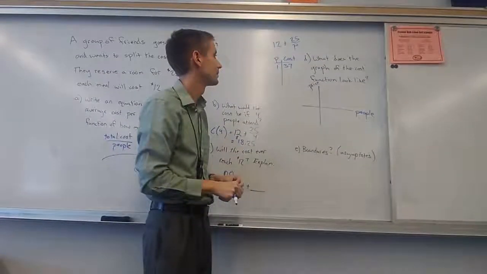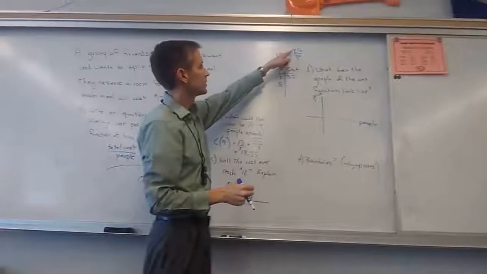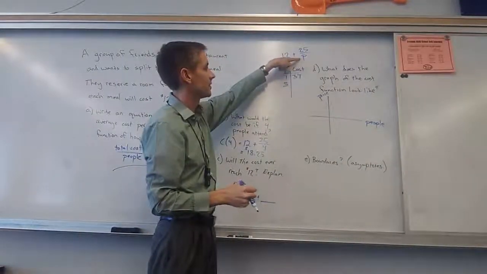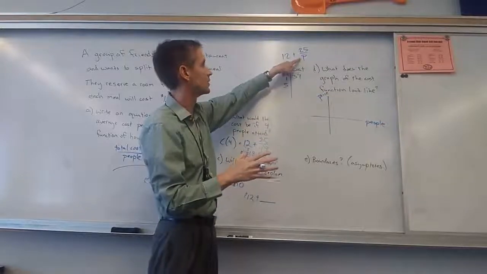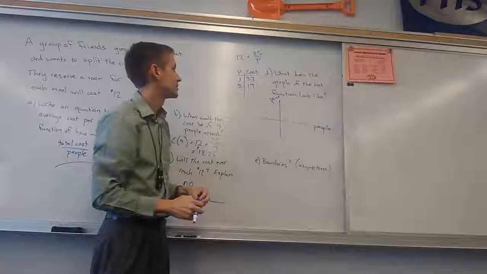Well, let's increase this, what if 5 people came? If I take the $25 and divide it amongst 5, they're paying $5 each for the room. I add that to 12, I end up getting $17 if 5 people came, which is a lot better than the 37 if you go by yourself.